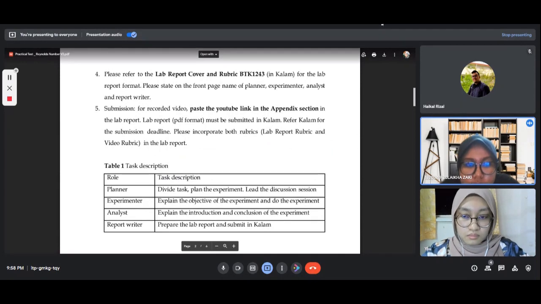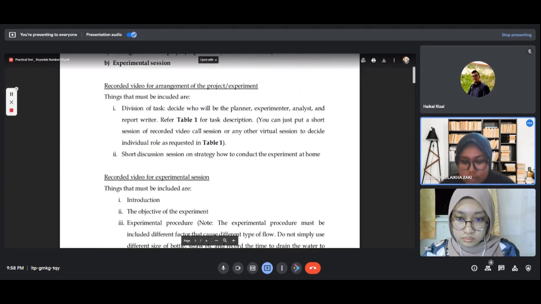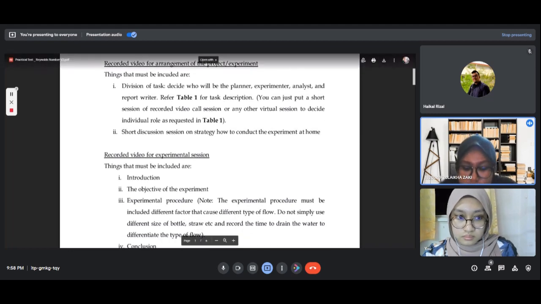A DIY project for the Reynolds number. So this project will consist of a lab report and also the video, which is the experiment. The first objective of this project is to determine the Reynolds number for the pipe for the different flows, which are laminar and turbulent.